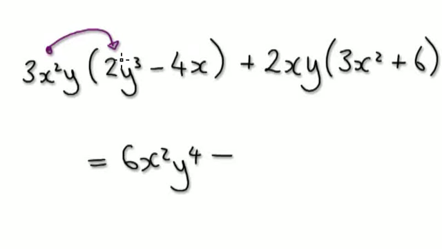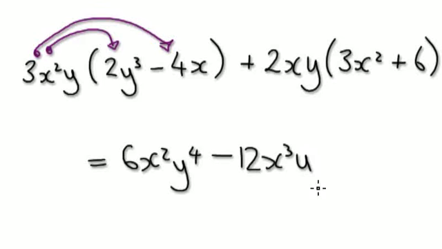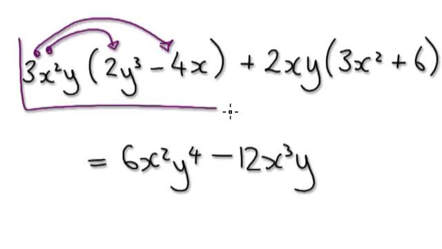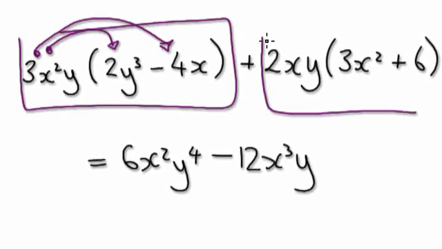Okay, and then you've got minus this here, so that would be 12x to the power 3y. Okay, so that's the first block done. And now this one here.